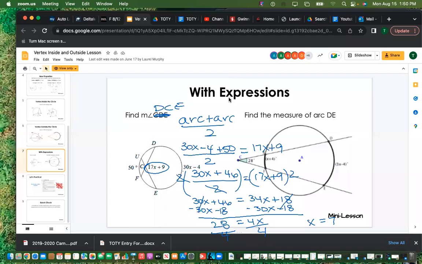So again, they didn't ask us for just what is x. They asked us for what this angle is. So we're gonna take 7 and we're gonna plug it back into here.